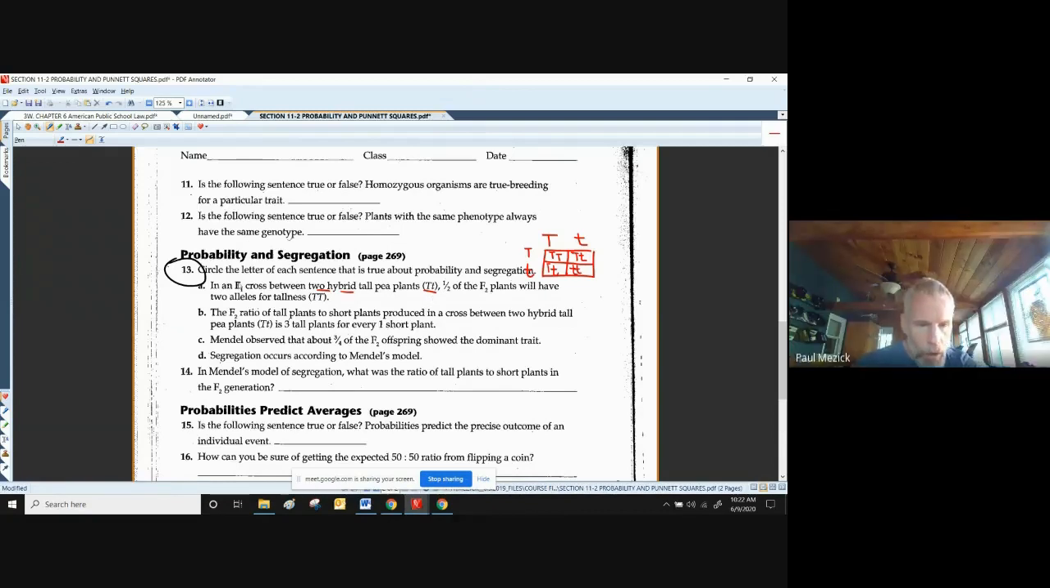Okay, so in F1, this is our cross, capital T lowercase t, that's what we're crossing. Those are what we call hybrids, so they're heterozygous, and they're telling you what they are. There's a lot of information in this first sentence that just repeats itself. And they're making a statement that half of your 4 boxes will be capital T, capital T. Half of the results will have two alleles for capital T, capital T.